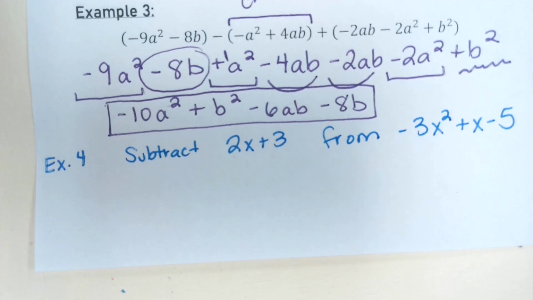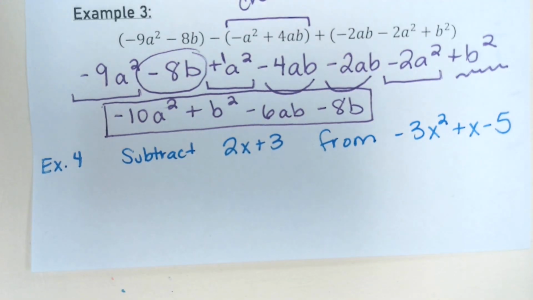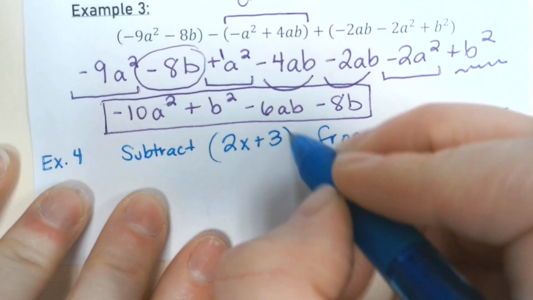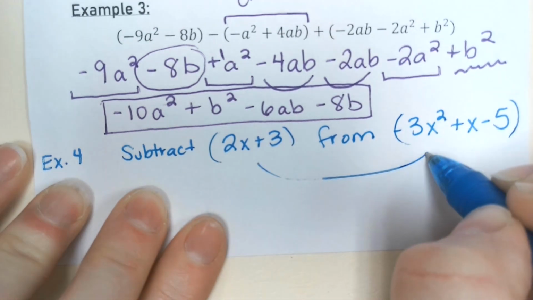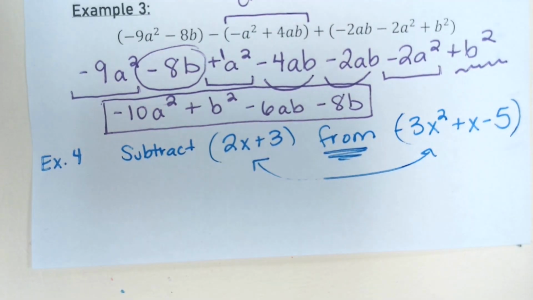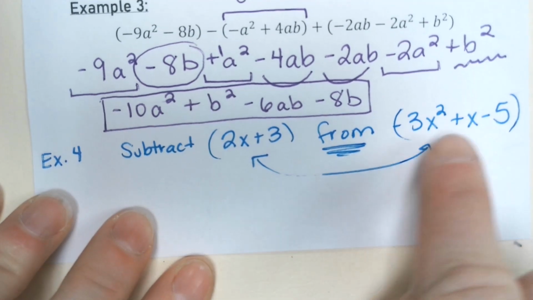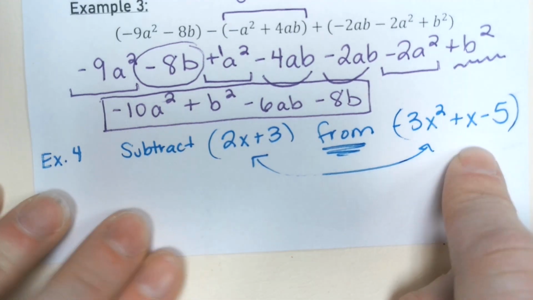So if you subtract this from this, you're actually going to switch the order and put parentheses around them. We're going to switch the order because of the word from. Subtract this from this. It's kind of like saying subtract 5 from 12. You'll say 12 minus 5, not 5 minus 12. When it's from, whatever's behind the from is the first thing that you write.